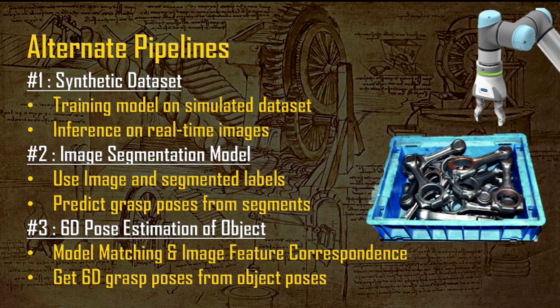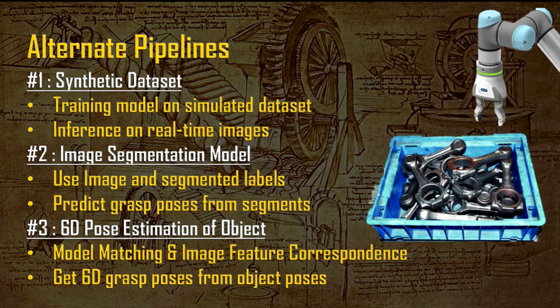Another could be 6D pose estimation of the object. Since we have a 3D model available, we can match the model to one of the objects that is being detected, superimpose the model on it, and have some correspondences, and that's how we get the 6D pose of the objects. This could be one way.